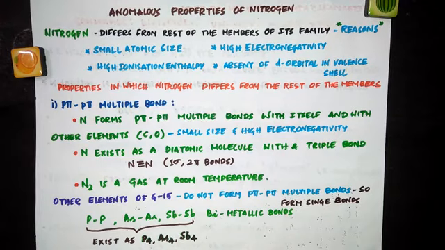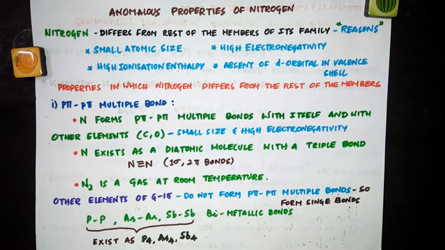Hello students, we started with group 15 elements and we have seen their occurrence, physical properties and chemical properties. In today's video we are going to see some of the different behavior of nitrogen from the rest of the family. And let's recall what are the elements present in group 15. We have nitrogen, phosphorus, arsenic, antimony and bismuth. Usually, the first member of these groups behave differently from the rest of the members.